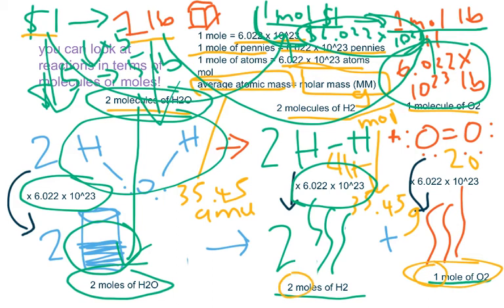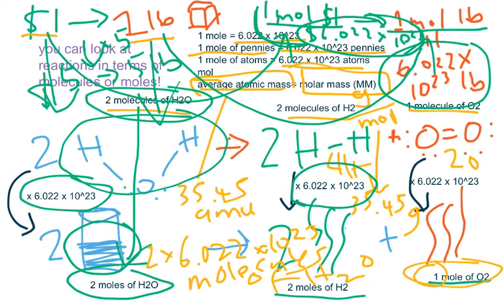And the same goes for 2 moles of water. 2 moles of water is the same thing as saying 2 times 6.022 times 10 to the 23rd molecules of water.